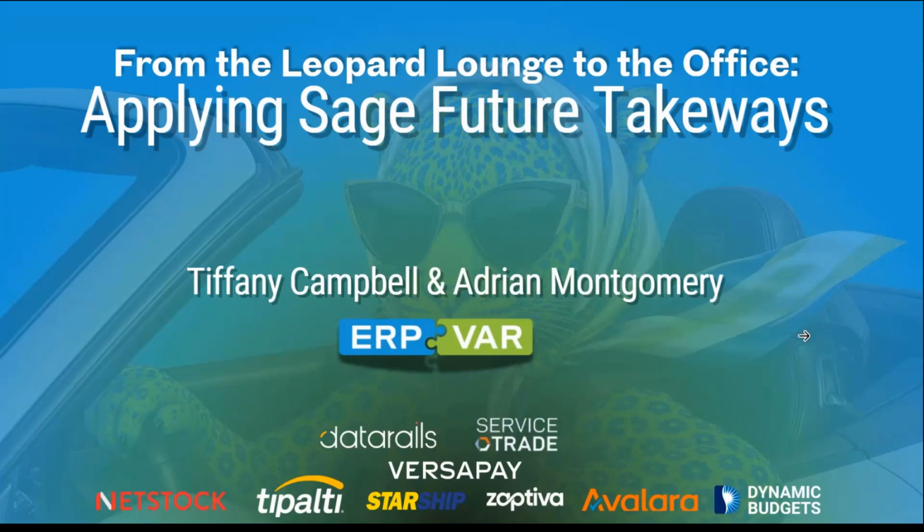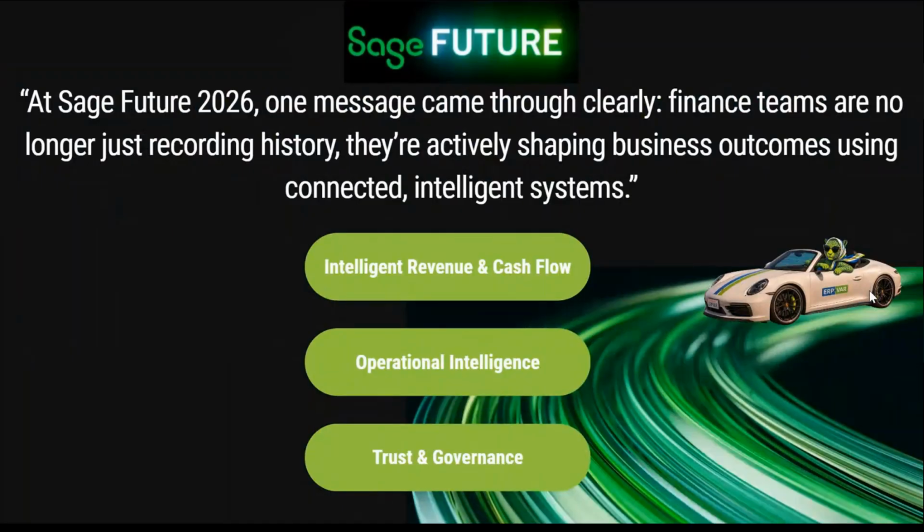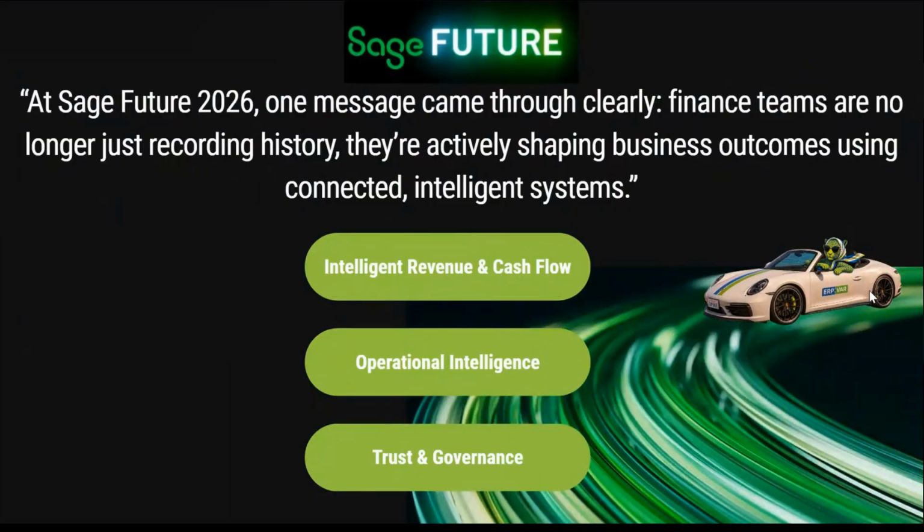and Dynamic Budget. So at Sage Future, one message that came through clearly was finance teams are no longer just recording history. They're actively shaping business outcomes using connected, intelligent systems. Three areas that came out of the show that we want to focus on today are intelligent revenue and cash flow, operational intelligence, and trust in government.